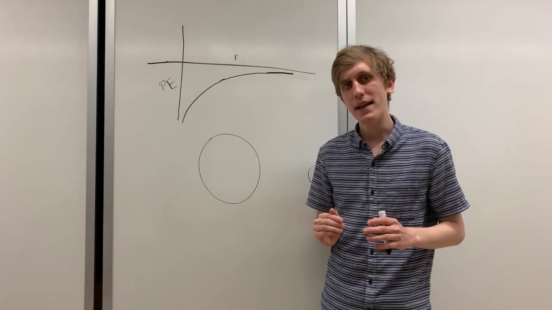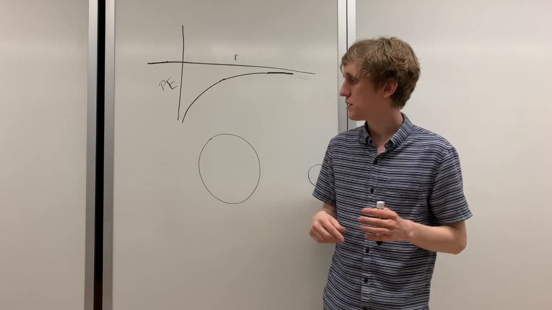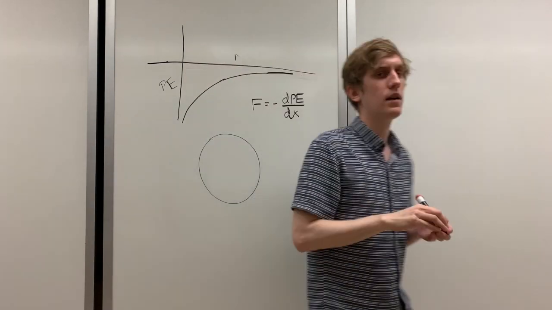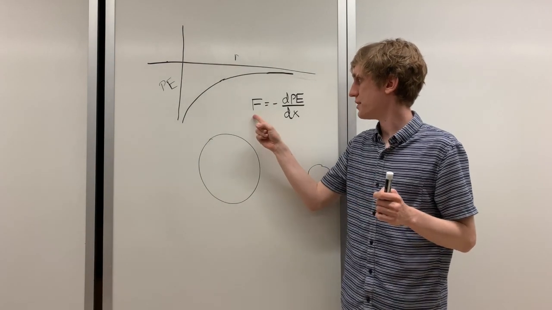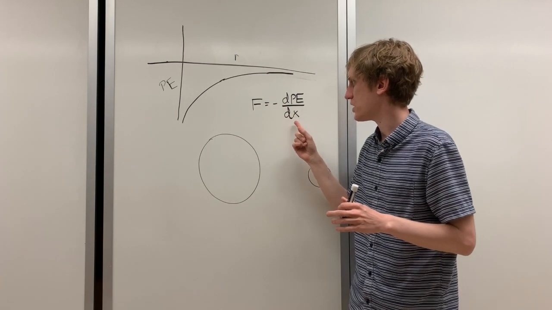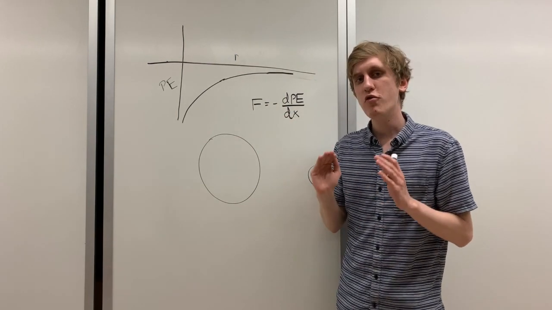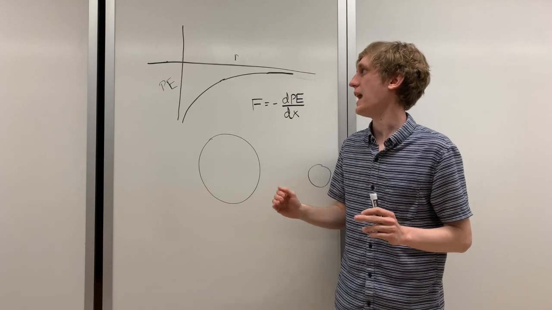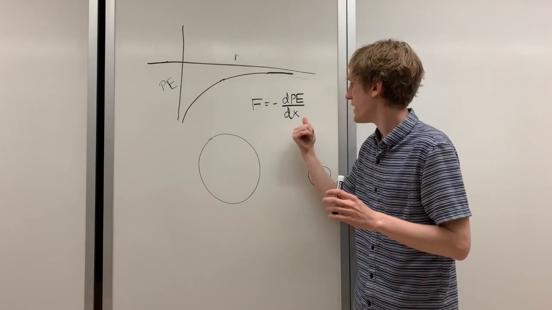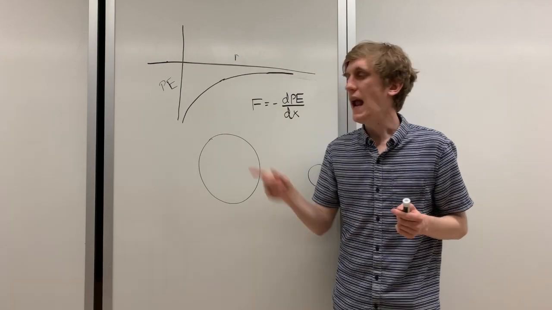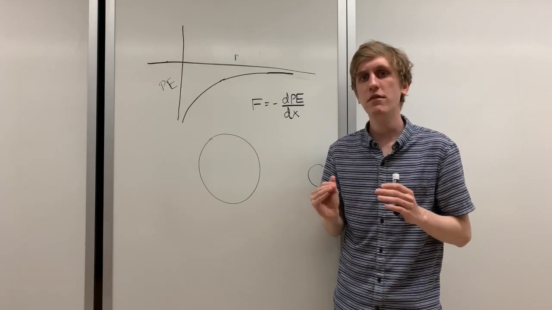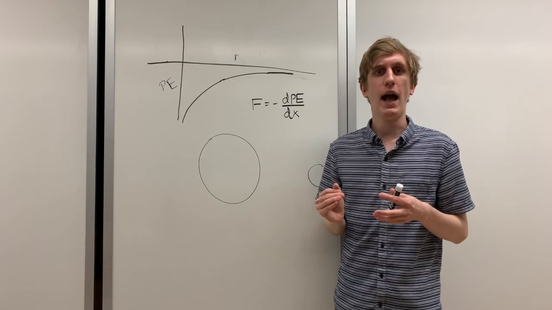There's a way we can write this in calculus. It looks like this. This just says that force is equal to the negative derivative of potential energy with respect to position. Now note, I used r in this case to denote position. There's nothing special about using x to label position. In this graph, I used r to label position. Whatever variable you use, it doesn't matter.